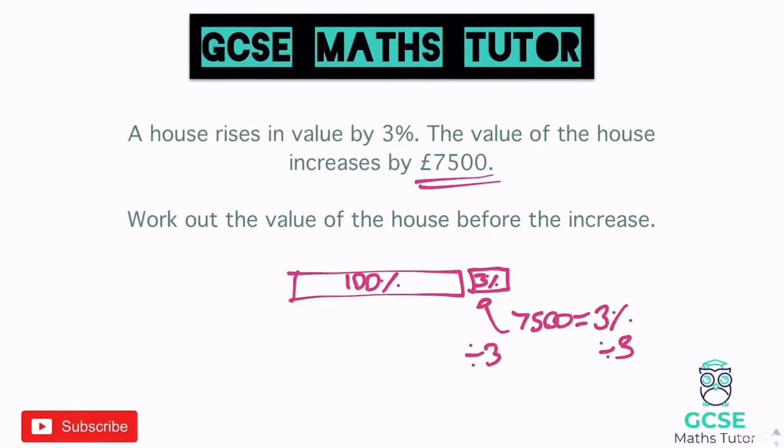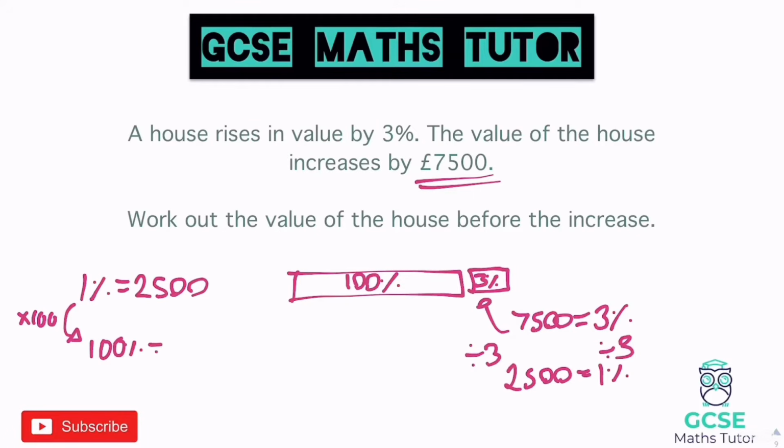And again, we can do that on a calculator or using bus stop, but 7,500 divided by 3 is 2,500. So 2,500 equals 1%. And again, we can times that by 100. So over here, if 1% equals 2,500, we can times that by 100 to get our 100%. So 100% will equal 2,500 with another 2 zeros, and that's 250,000. So our answer there would be £250,000.